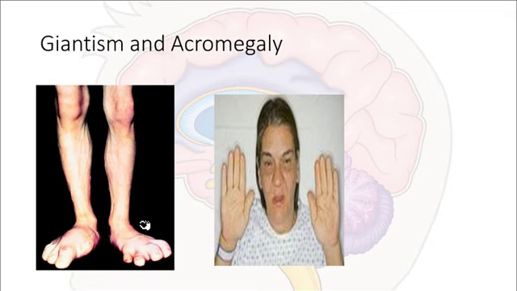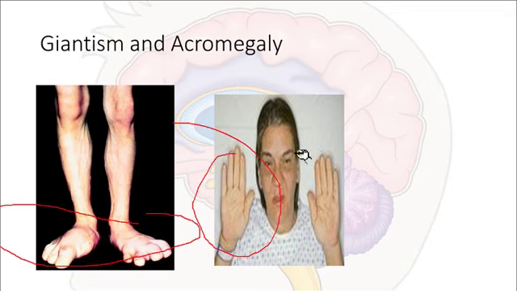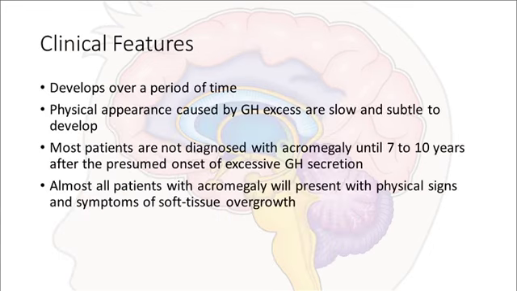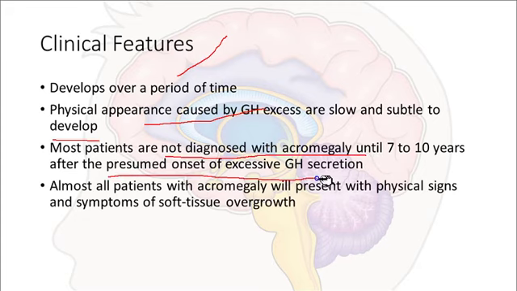Right, you can see here there are clear signs of acromegaly in terms of the size of the joints as well. Now, the clinical features develop over a period of time, right? And the physical appearance caused by growth hormone tends to be slow and very subtle, right? Most patients are only diagnosed with acromegaly 7 to 10 years after the presumed onset of growth hormone secretion.